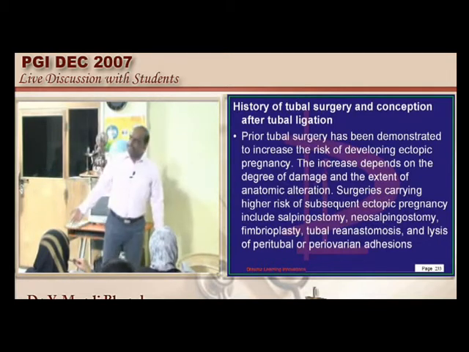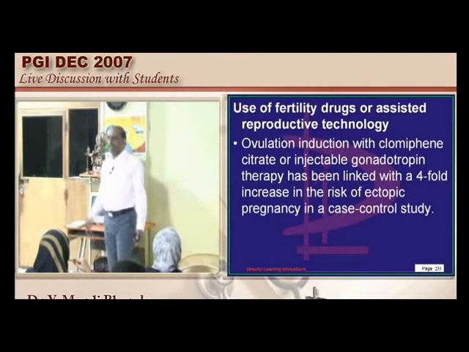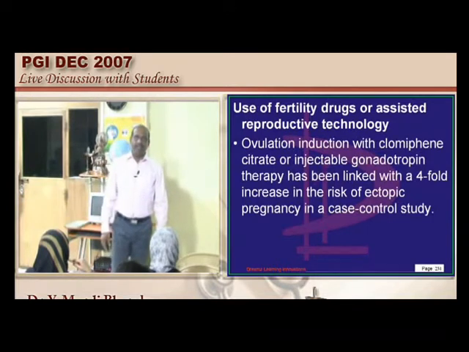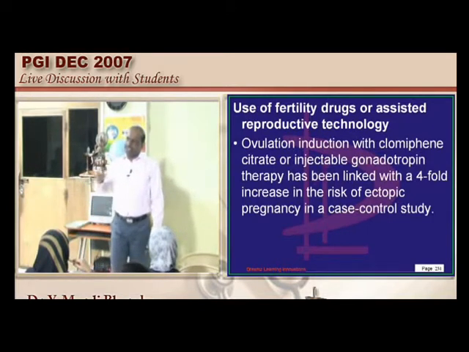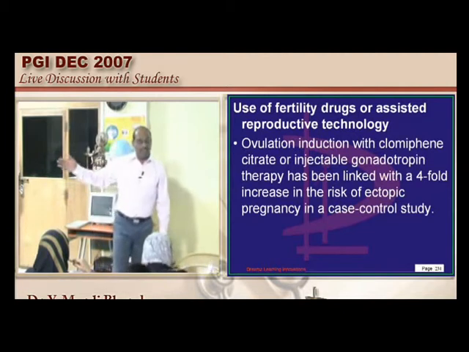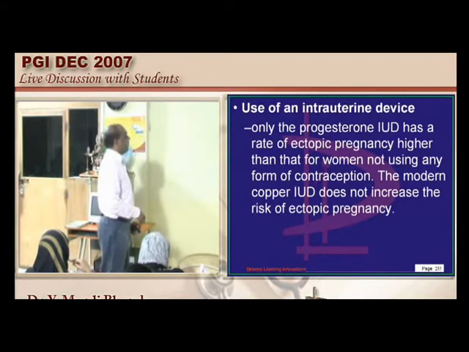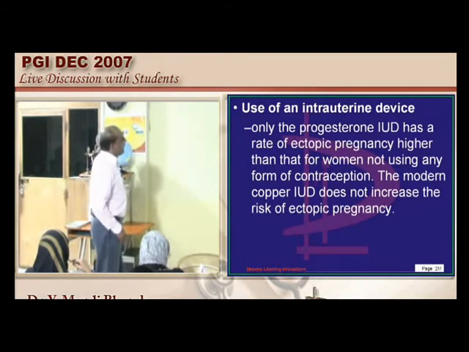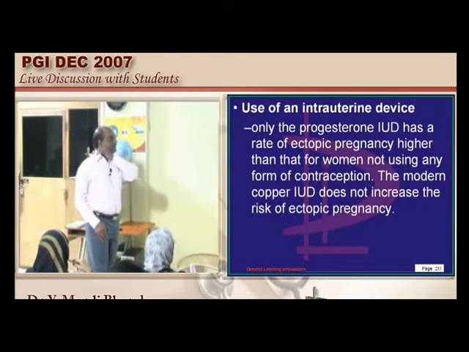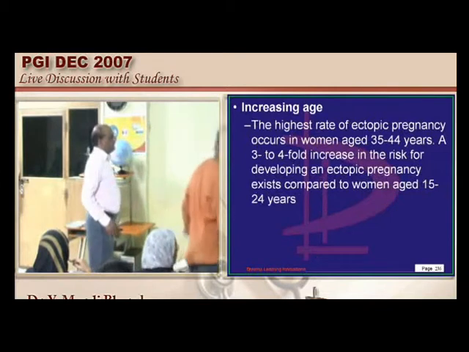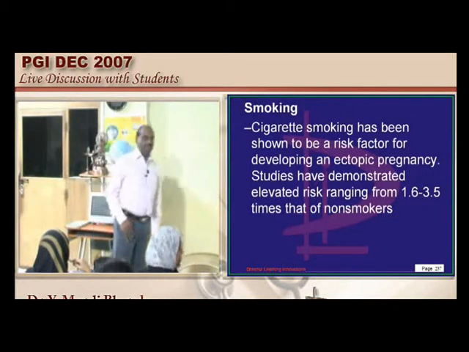And we are all in the modern era of infertility clinics where clomiphene is given and gonadotropin releasing hormone analogs for induction of ovulation are being given. So in all such assisted conception methods, they all increase the risk of abnormal implantation is what need to be remembered. And those who are having the intrauterine contraceptive device, especially that which is having the progesterone, they are highly vulnerable to develop it. Increasing age and smoking, they are all the other important risk factors.